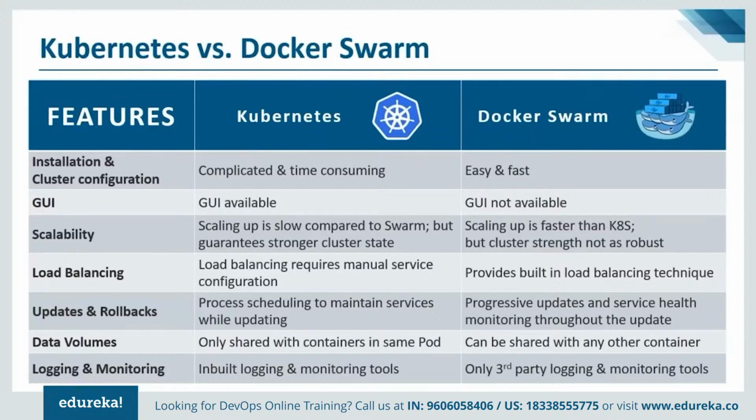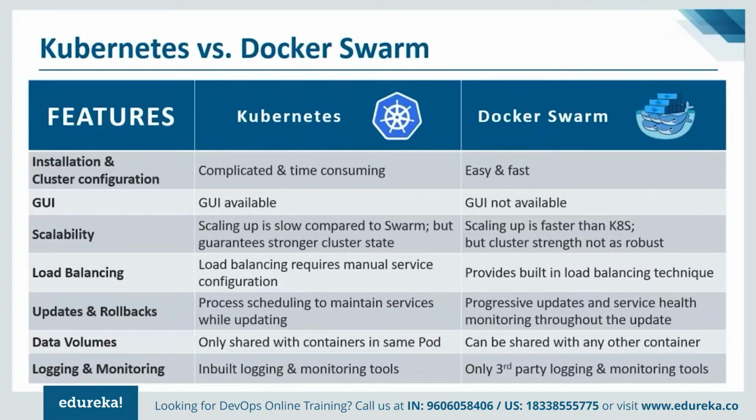And speaking of updates and rollbacks, what Kubernetes does is it does the process scheduling to maintain the services while updating. Okay, that's very similar to how it works with Docker Swarm, wherein you have progressive updates and service health monitoring happens throughout the update. But the difference is when something goes wrong, Kubernetes goes that extra mile of doing a rollback and putting you back to the previous state, right, before the update was launched. So that is the thing with Kubernetes.